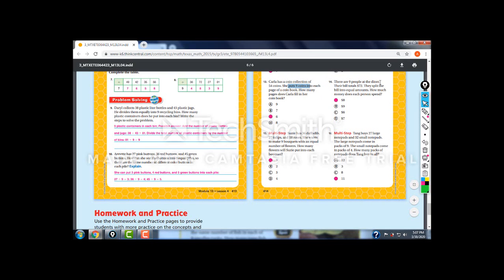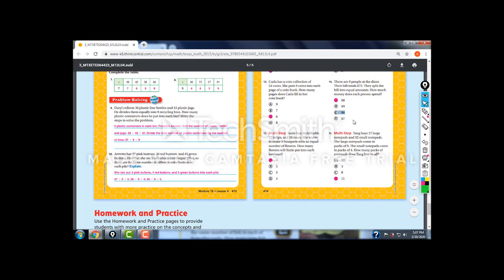Number 14, there are 9 people at the dinner. The bill total is $72. They split the bill into equal amounts. Here's your key right there. You know they're splitting it into equal amounts. So you have a total of 9 people, and among those 9 people, they're going to divide 72 into equal parts. So you divide 72 by 9, and that gives you $8. Each person paid $8.